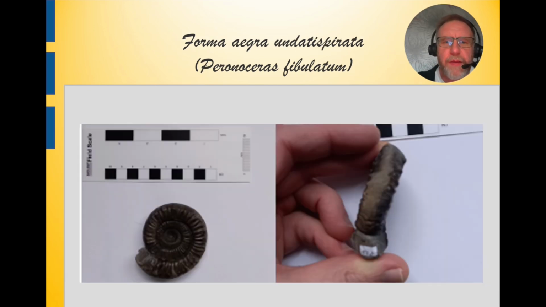Okay, this is a lovely specimen of Peronoceras fibulatum. It's experienced a pathology called forma agra undata sparata, which means something like a wandering spiral. And as you can see from the side, it looks like a perfectly normal specimen of Peronoceras. But when you look at it from the keel and the aperture there, you can see that it's rather wonky. That instead of forming the perfectly straight line you would expect, it's tilted to one side.